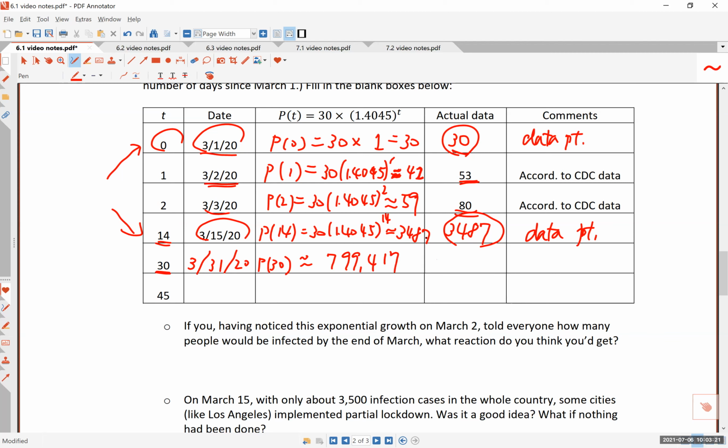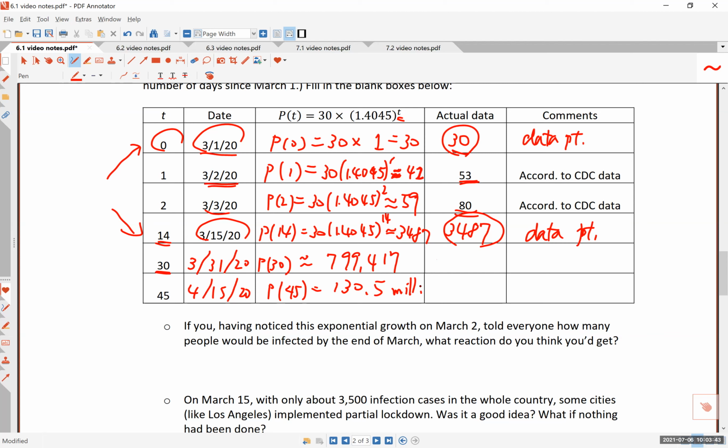So if you calculate this, it becomes almost 800,000. Okay, and then by mid-April, April 15th, this will be P of 45. So what you do is plug in 45 for this number here. If you calculate this, this would have been 130.5 million.